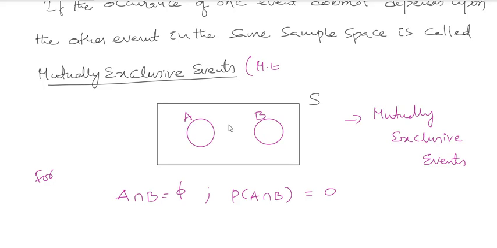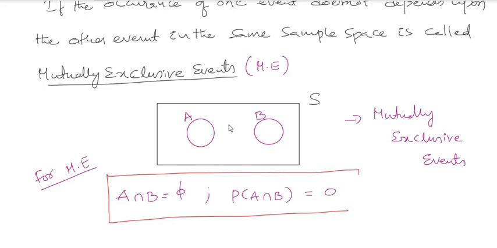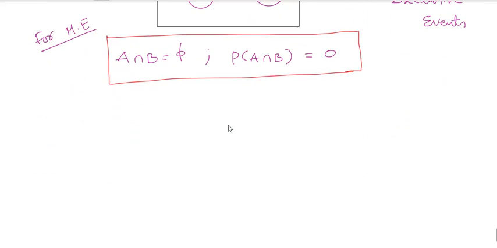For mutually exclusive events, which I used to abbreviate as ME, you can directly represent it as probability of A intersection B equals 0, because A intersection B is a null set. Clear with my point? This is how you have to handle mutually exclusive events. If you still have a doubt, let me take one more example to understand mutually exclusive events.